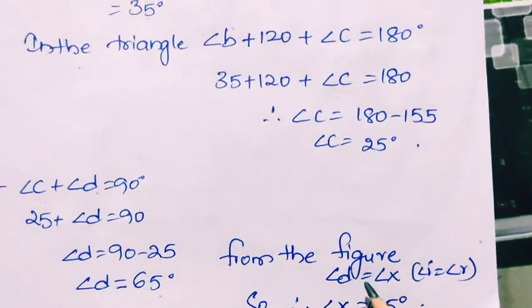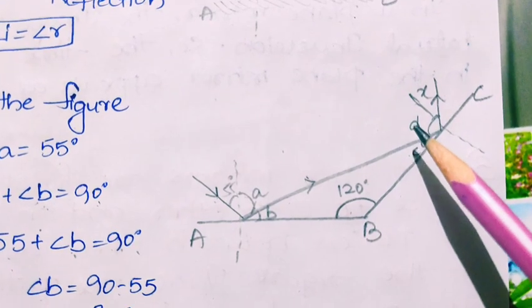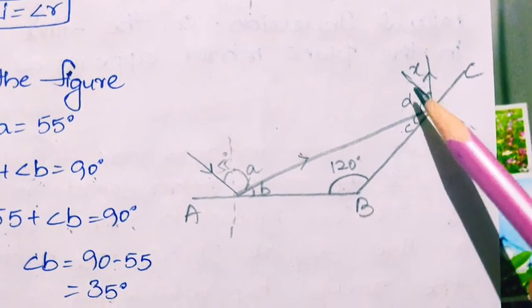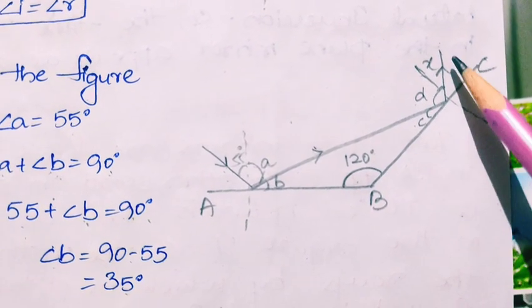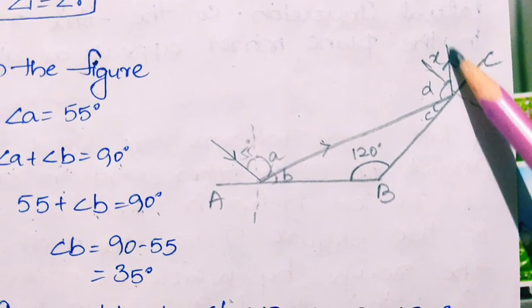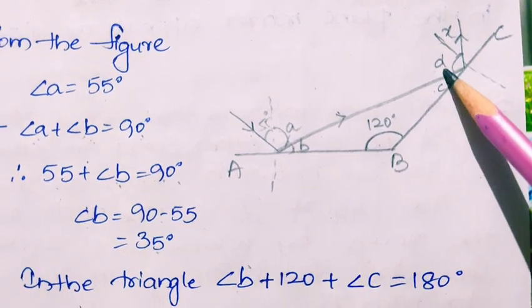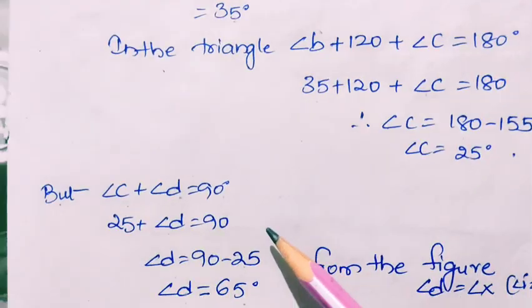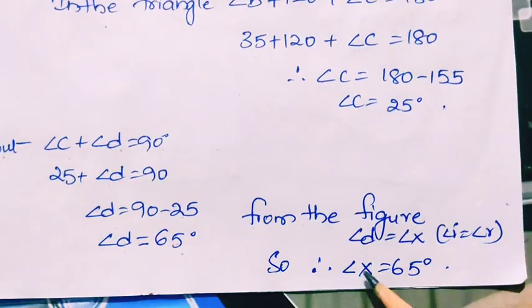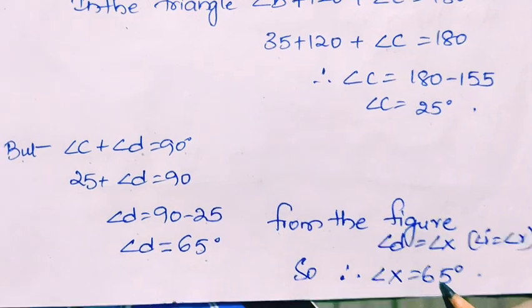From the figure, we know that angle D and angle X are the angles of the incident ray and the reflected ray with the normal. Incident ray and the reflected ray angles will always be equal. As angle D is 65 degrees, angle X is also 65 degrees.